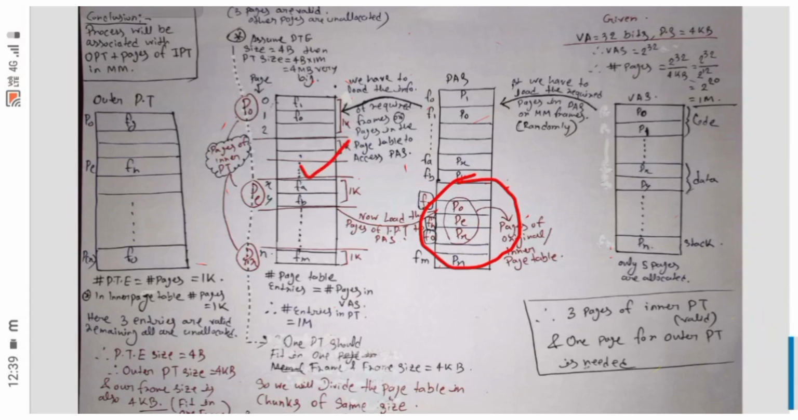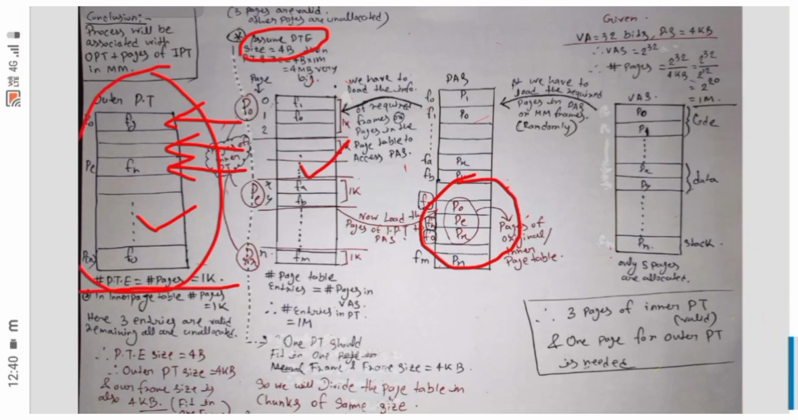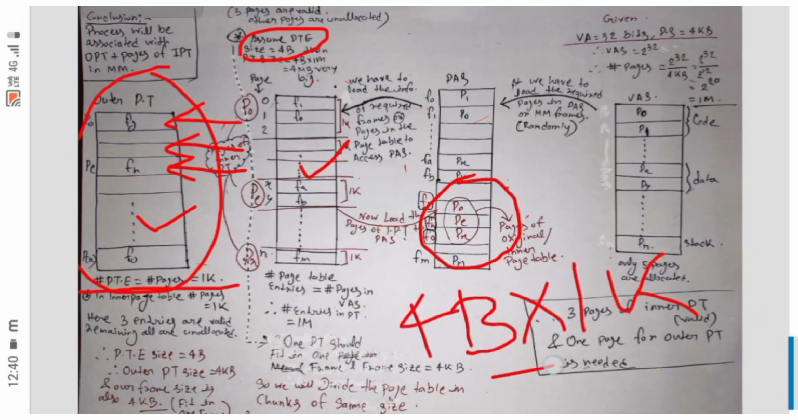The first page table is called the inner page table, and the second or last page table is called the outer page table. The number of page table entries in the outer page table is equal to the number of pages in the inner page table, which is 1K. This is one entry, this is the second entry, this is the third entry. Previously we assumed that the page table entry size is 4 bytes. So the size of the whole outer page table is 4 bytes times 1K, which is equal to 4 KB.